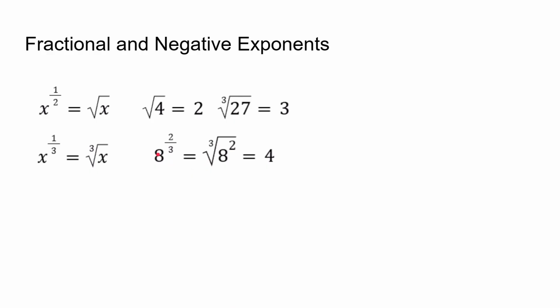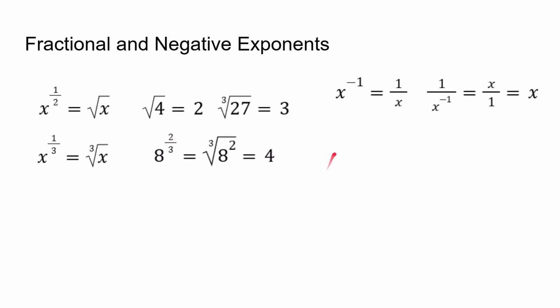And here's another example. If you have not just 1 over something, but like 2 over 3, for example, all that means is inside the radical is squared, and then you take the cube root of it. So this is the cube root of 8 squared, or the cube root of 64, which would be equal to 4. So 8 to the 2 over 3 is equal to 4.